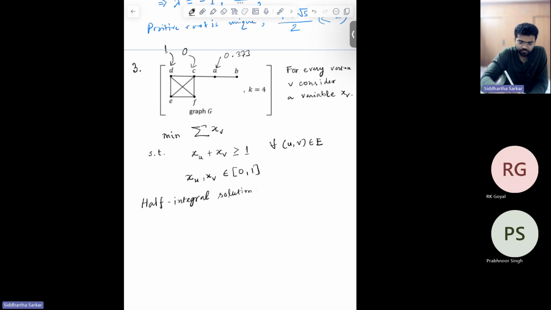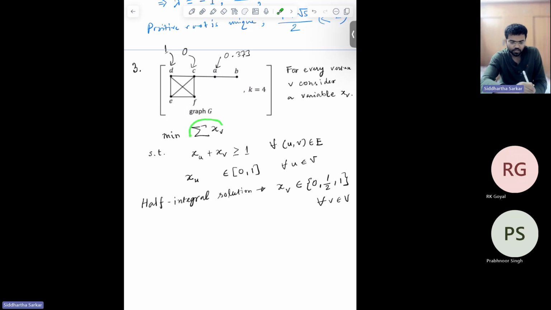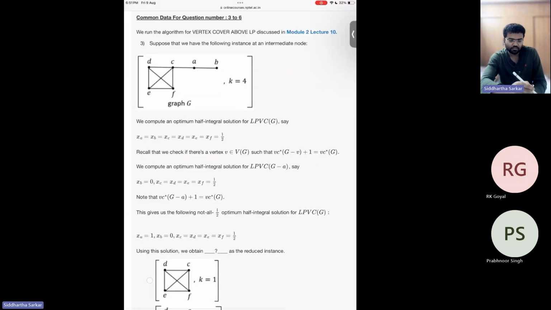So half integral solution means every variable can take value 0, half, or 1. That's all. Now, with that constraint, you can still minimize this sum. So they're saying that for this instance, that means this graph, if you set every variable corresponding to each of these 6 vertices to half, that will minimize the sum of the variables.